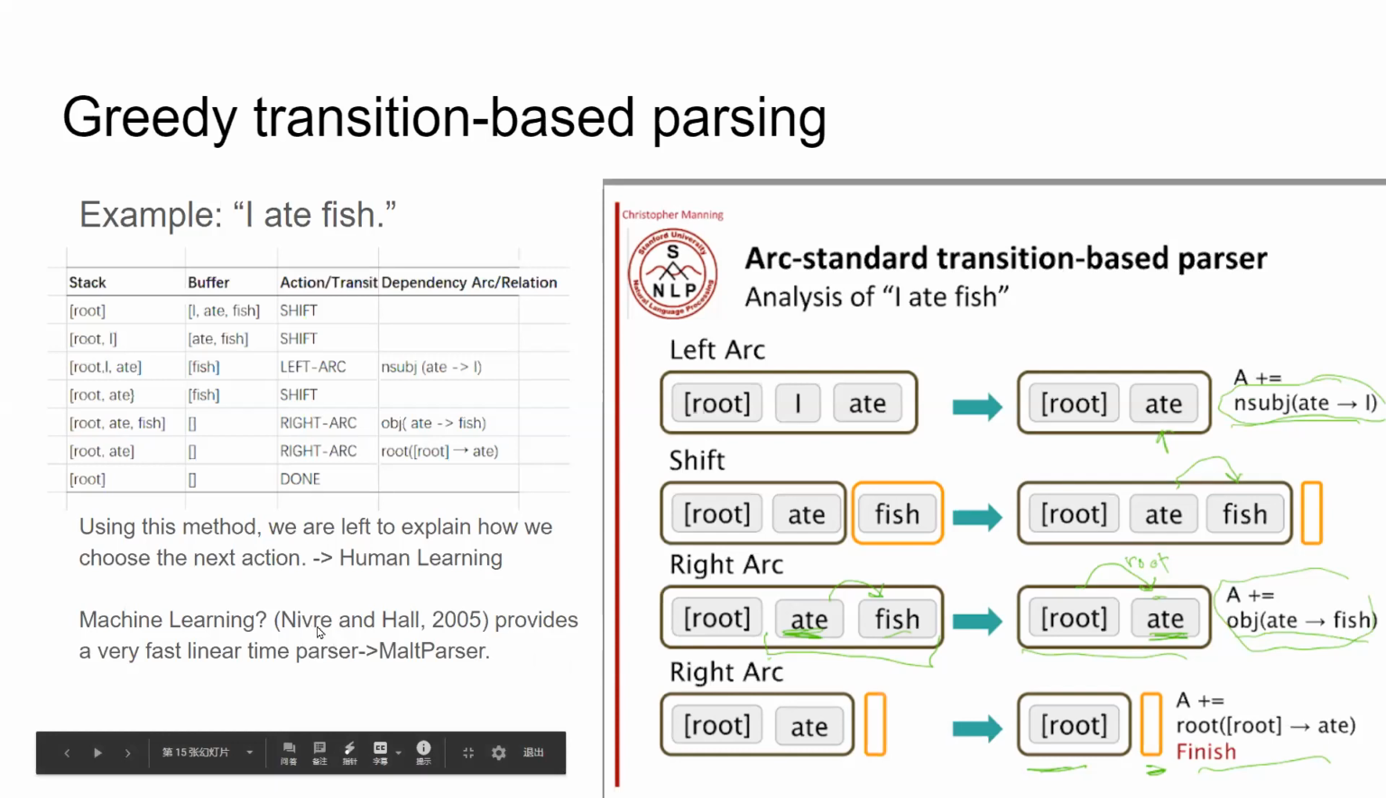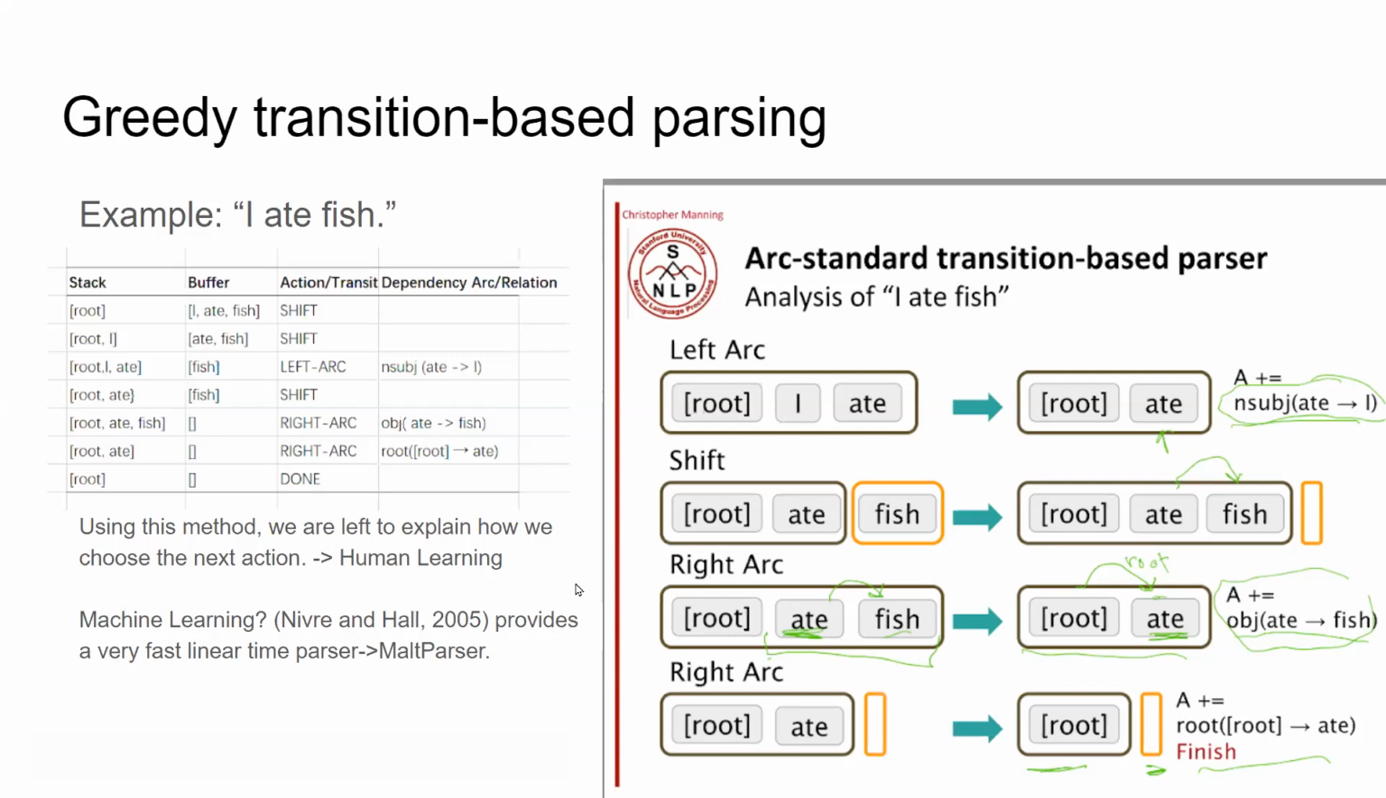So Nivre and Hall provides a very fast linear parser in 2005. It was an enormous breakthrough. It's also widely used until 2014. So I'll refer to this parser, which is called MaltParser. I will refer to it as a conventional parser when we talk about it in the next slides.